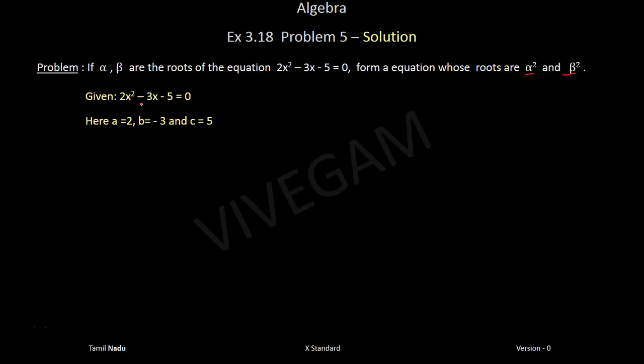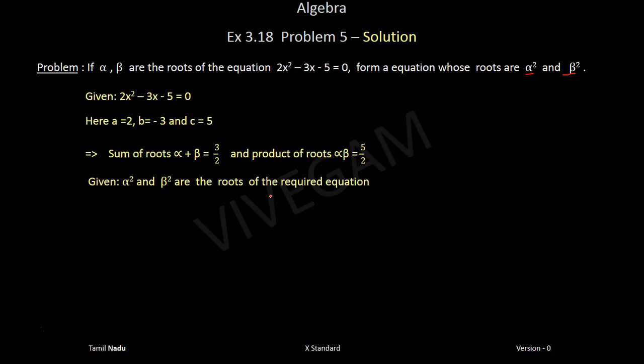In the given equation, a equal to 2, b is minus 3, and c is minus 5. The sum of the roots, alpha plus beta, is minus b by a, that is minus of minus 3 divided by 2, that is 3 by 2. The product of the roots is constant divided by a, c by a, that is minus 5 by 2.